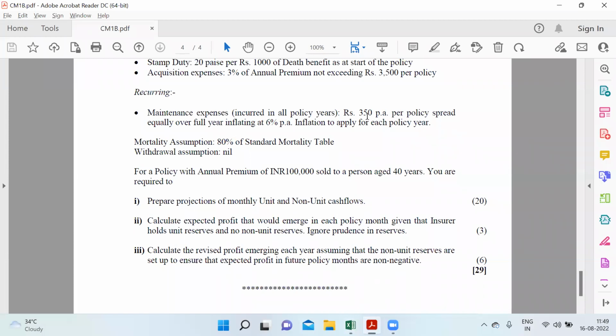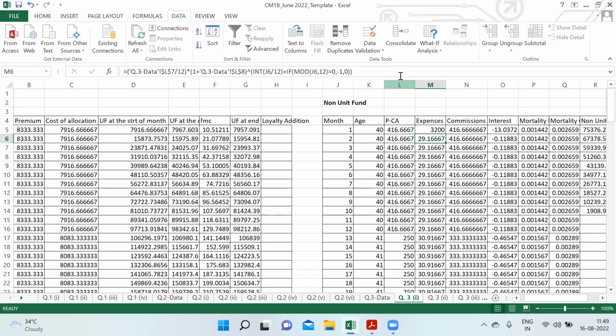Renewal maintenance is 350 per annum per policy, spread equally over the full year, inflating at 6%. So what we have done is 350 divided by 12, into 1 plus the inflation rate to the power of the time it will inflate. It will only inflate once for each year; within the same year it will remain the same. So you can see that till time 12 it remains the same, then from 13 onwards it changes, and so on. I've used the integer and mod functions, which basically divide and get the quotient. If the remainder is 0, it should subtract 1 from the value, because in the first year it will not increase. It will increase from the second year onwards, plus comma 0.